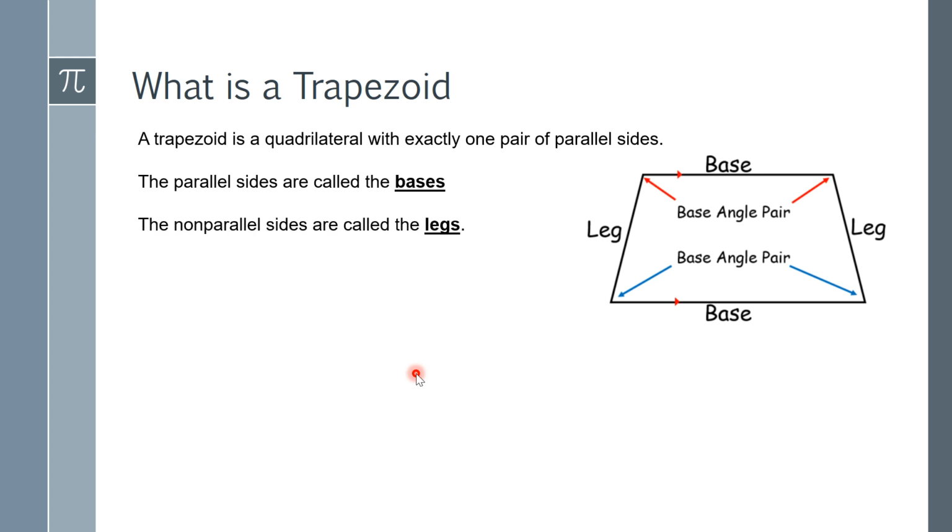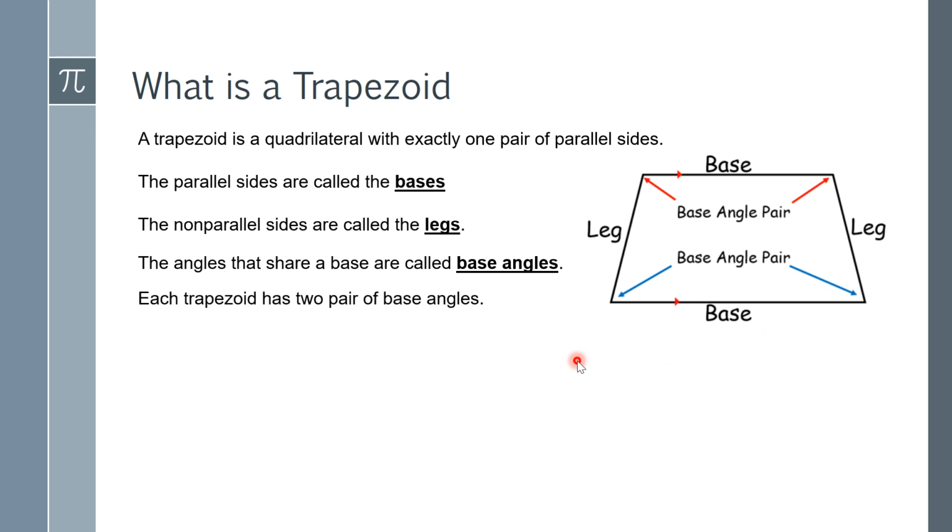The non-parallel sides are called the legs. So this will have a lot of the same terminology that you'll hear with some triangles. So these are the legs of the trapezoid. And then the angles that share a base are called base angles. So like this base right here has a pair of base angles in the top corners. And then this base has a pair of base angles in the bottom corners. So those are the base angles. So that's the parts of a trapezoid.